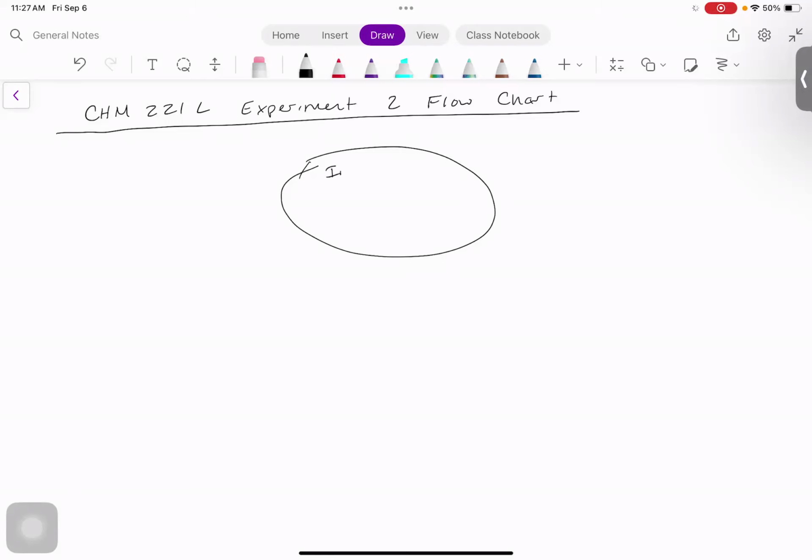So my initial mixture contains my three solids, my sodium chloride solid, my calcium carbonate, also solid, and my silicon dioxide solid. And I'm going to make a note next to my initial mixture that I need to record the mass of this mixture.